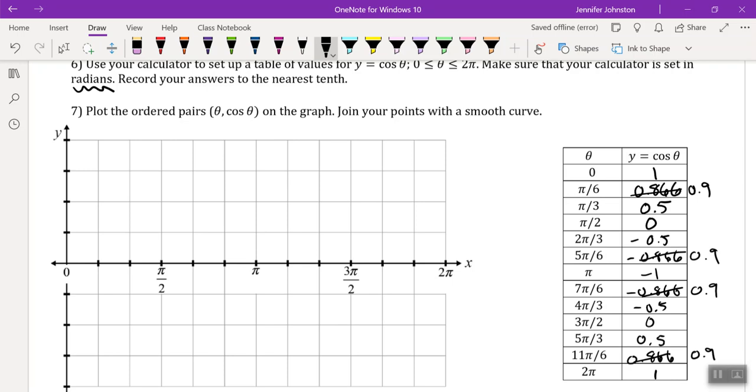That's the nearest tenth. I didn't change that on the other page. You can definitely do that. All right, so nearest tenth just means to 1 decimal place. Okay, let's go ahead and graph it.